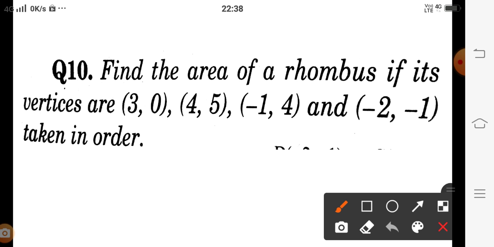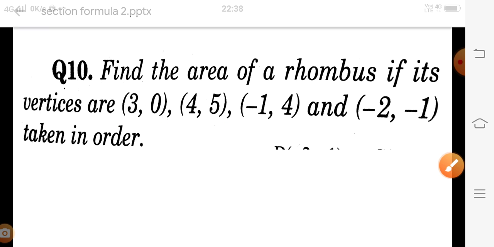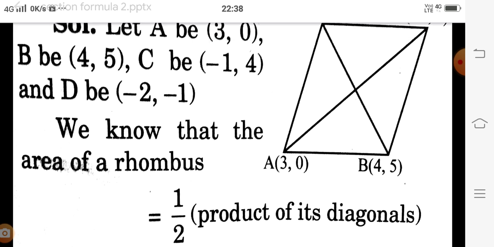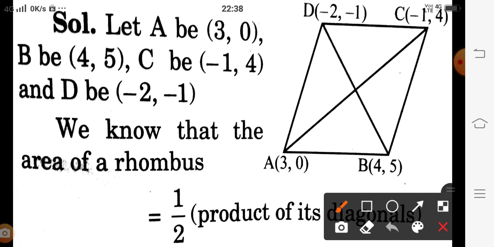Means in this question we have to use the distance formula, which we have learnt in the first two presentations of this chapter. Then the coordinates of the rhombus are given to us: (3, 0), (4, 5), (-1, 4) and (-2, -1), and these are in order. Then let us take a rhombus here. I am taking the rhombus as ABCD and the coordinates we are getting. Then what we know, the area of a rhombus is equal to half into the product of its diagonals.